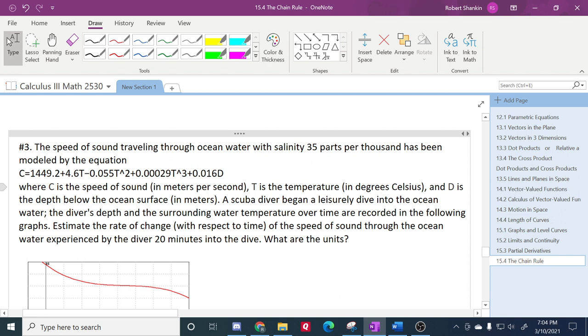Right. So then, a scuba diver began a leisurely dive into the ocean water. The diver's depth and the surrounding water temperature over time are recorded in the following graphs. Look at those graphs in a minute. Estimate the rate of change with respect to time of the speed of sound through the ocean water experienced by the diver 20 minutes into the dive. And what are the units?